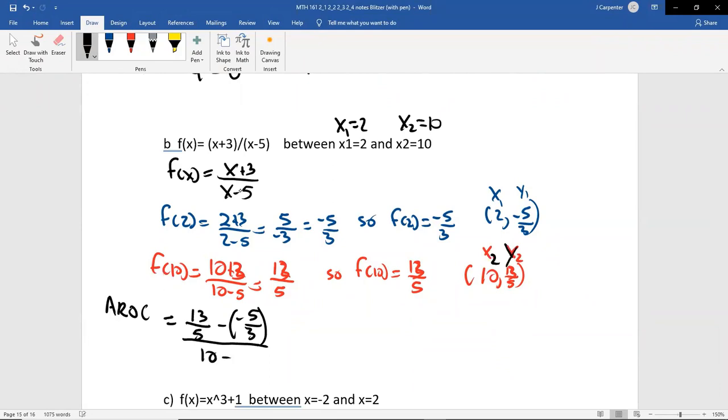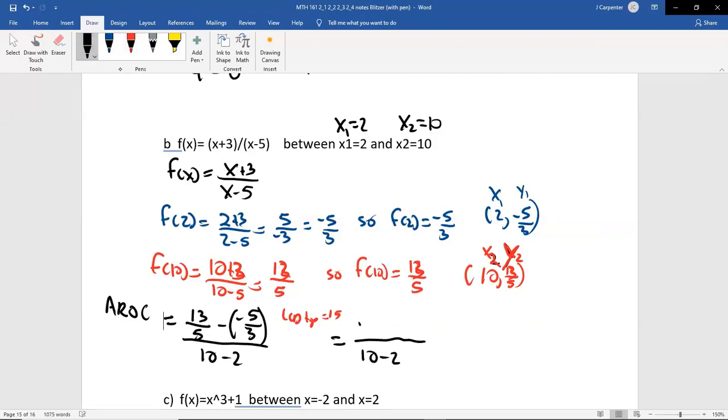X2 minus x1 is 10 minus 2. That was x2, y2. Kind of looked like I wrote an x the first time. Okay, well, you can combine the tops by getting an LCD, so I'm just going to focus on this section. I'm not going to focus on the 10 minus 2 bit for a little. I'm just going to focus on the top. So the LCD in the top between 5 and 3 would be 15. So we're going to change those to 15s. I'm leaving the 10 minus 2 for now.